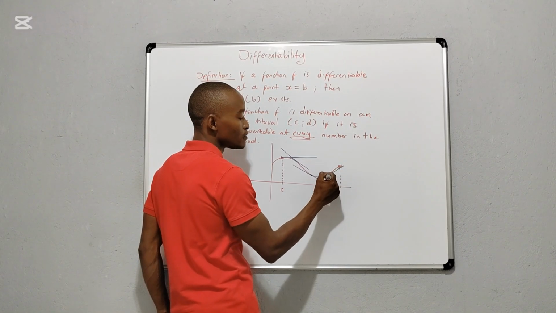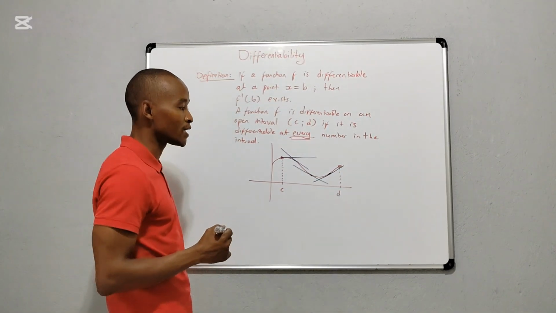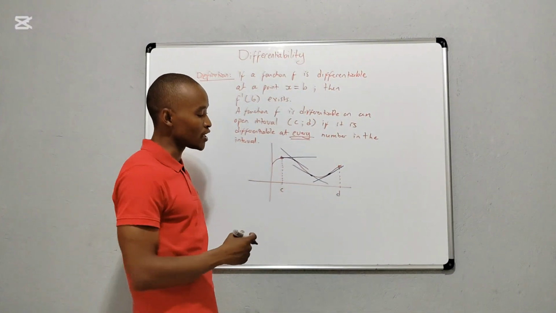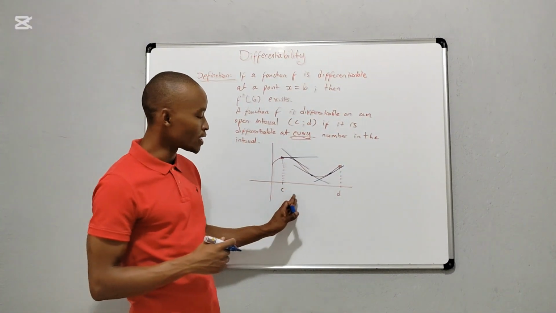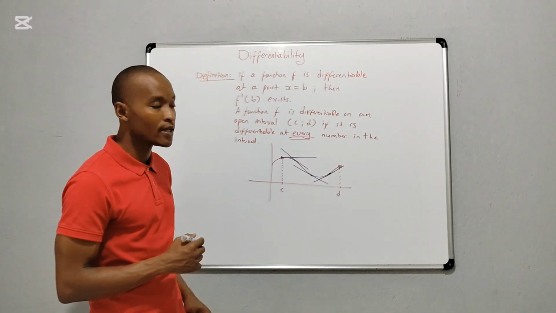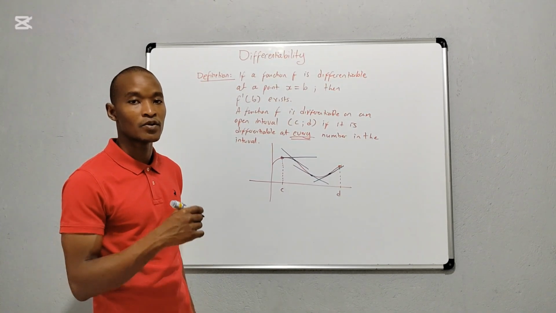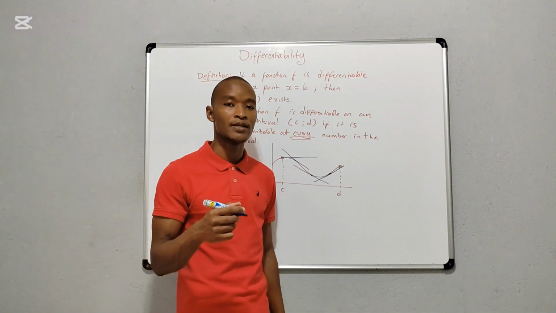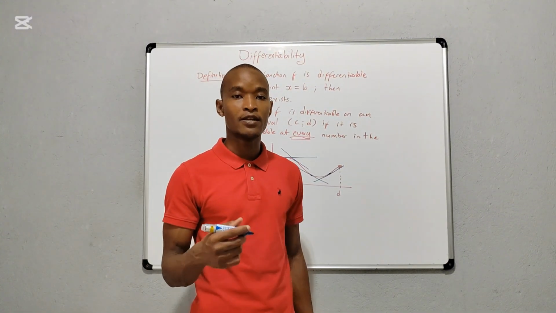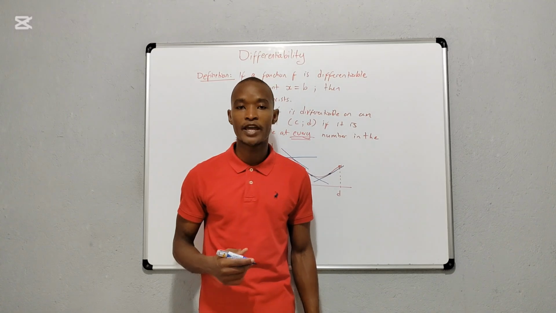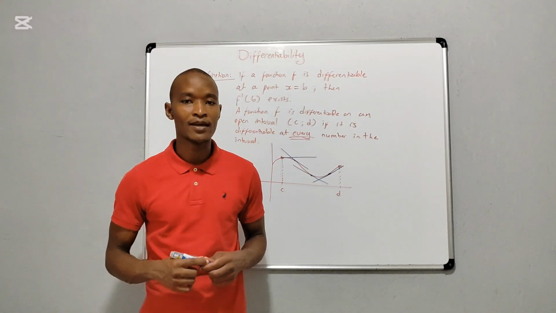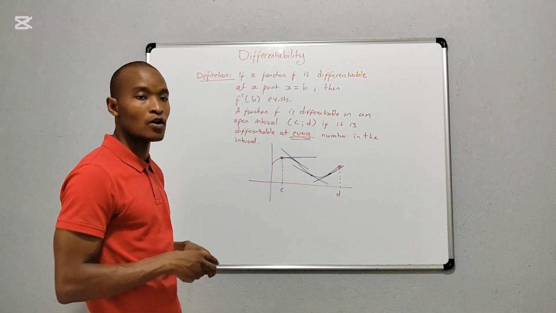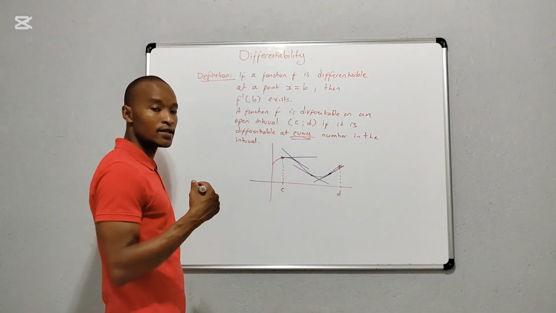Suppose this is a smooth curve, there are no sharp corners or anything of that kind, and no discontinuity. So if it is differentiable on an open interval CD, then it is definitely differentiable at every point in that interval, right? It means at every point there can be a tangent that can be used to approximate the rate of change of that function, okay? So this takes care of the definition of what it means for a function to be differentiable.